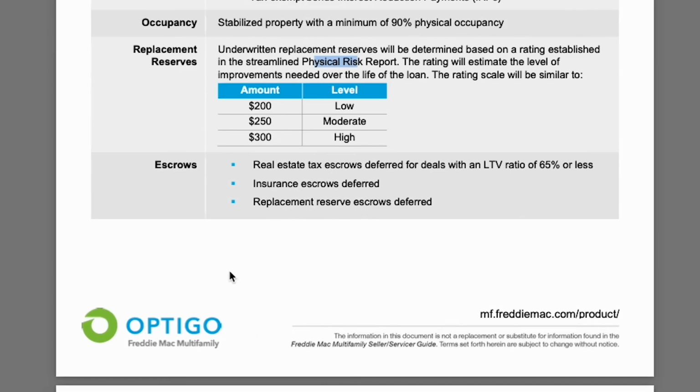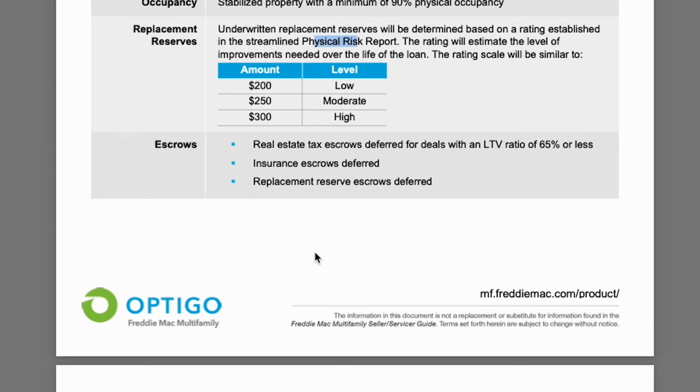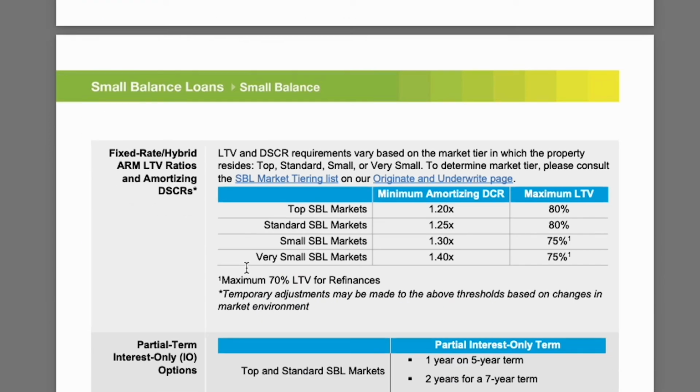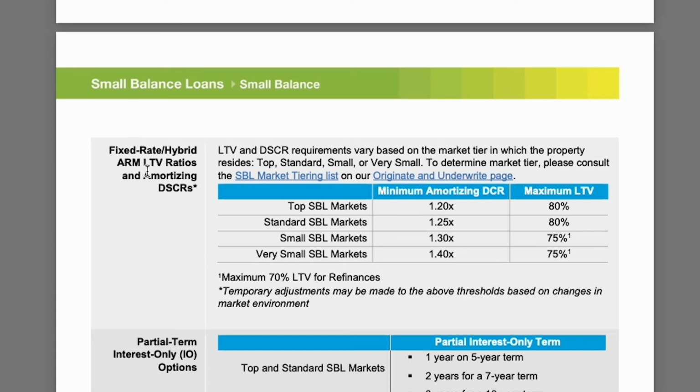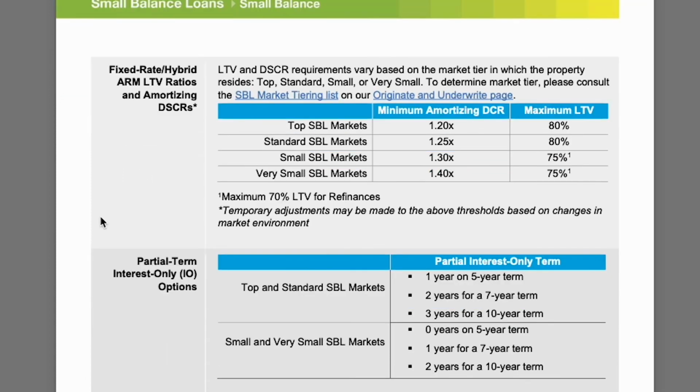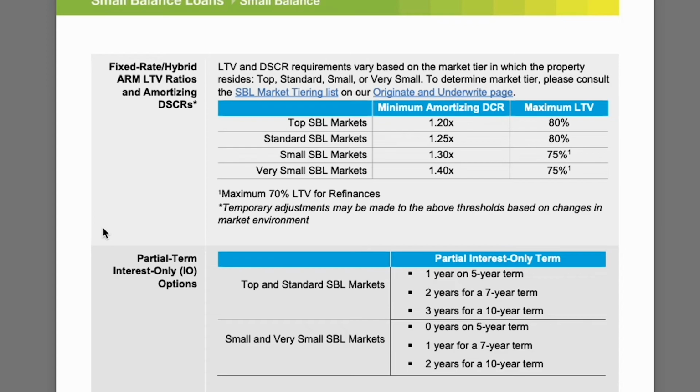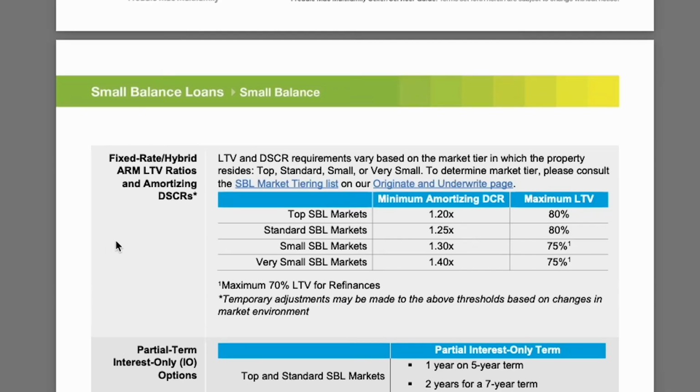All right, escrows. Real estate tax escrows are deferred for deals with an LTV ratio of 65% or less. Interest is pretty straightforward. Let's move down to our fixed rate, our hybrid, and our interest only terms and all that, and then we'll be done with this sheet. Okay, so fixed rate and LTV and DSCR and all those requirements.